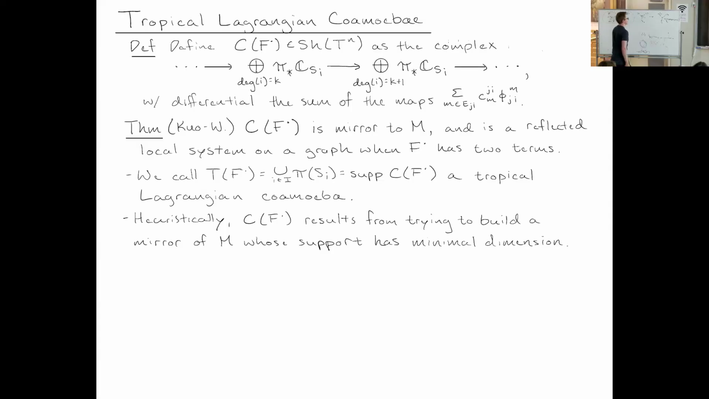And the claim is that this sheaf, or complex of sheaves, is mirror to the module that we start off with. So we pick the free resolution of some M, and now we've built a constructible sheaf which is mirrored to that. And the claim is that it is one of these reflected local systems in the case that we started with. Then we call this a tropical Lagrangian coamoeba, the support of this sheaf.